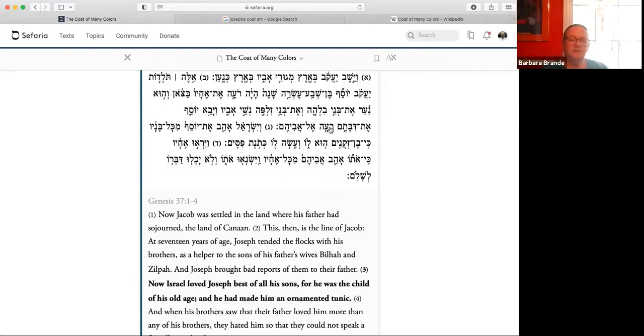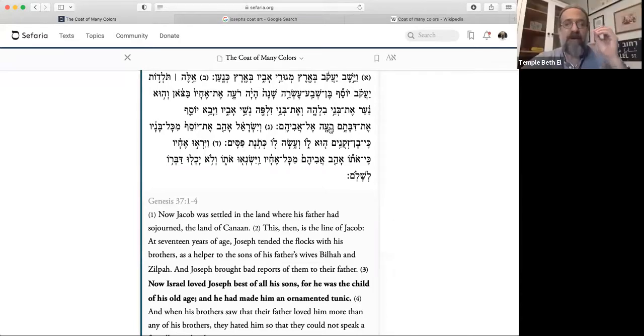Okay, keep going. This then is the line of Jacob. At 17 years of age, Joseph tended the flocks with his brothers as a helper to the sons of his father's wives, Bilhah and Zilpah. Okay, and Joseph, wait, hold on. I'm sorry, that's just how I do. We're going to do a little close reading here, right? Because we don't have a lot of text about this object. So its location is going to matter.